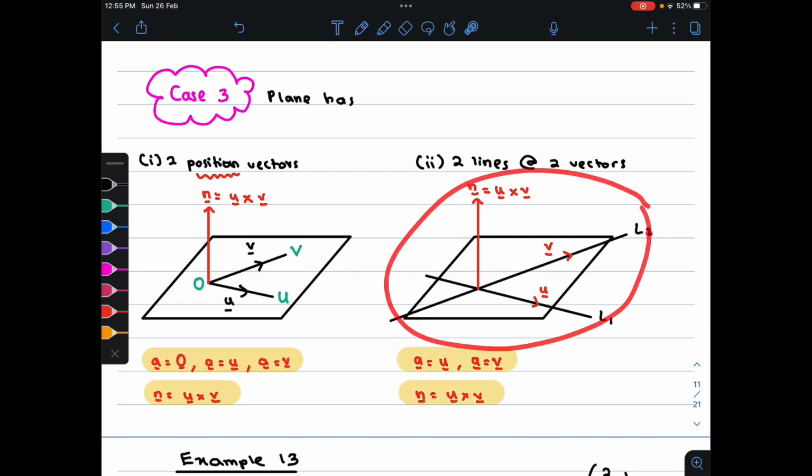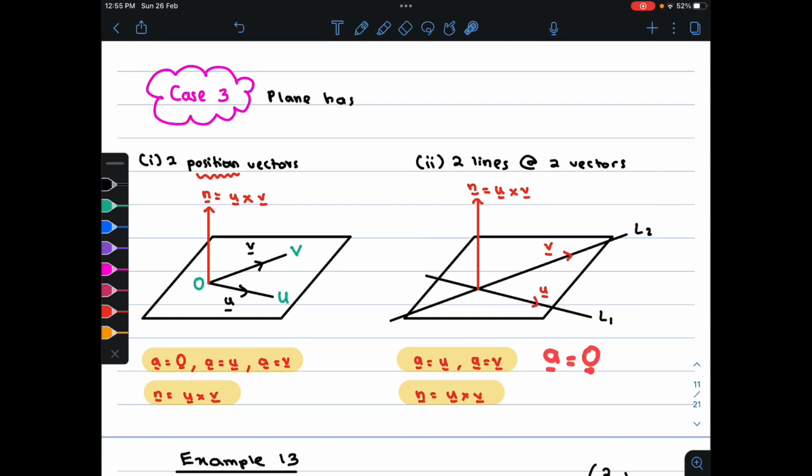So for this case, we do not assume the vector A is the origin or 0 vector, because it just says here it is 2 vectors, not position vectors. So you cannot assume that there is an origin in this plane. That's why for vector A, it's just either vector U or vector V.